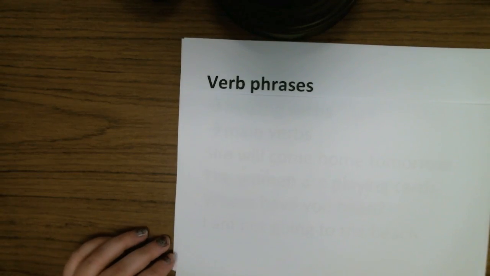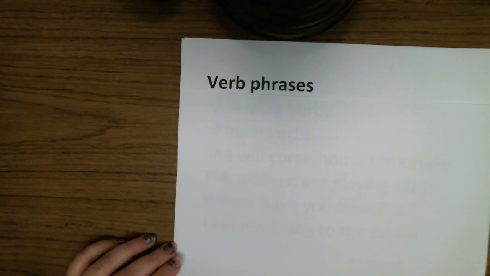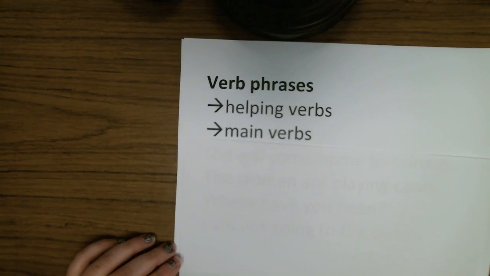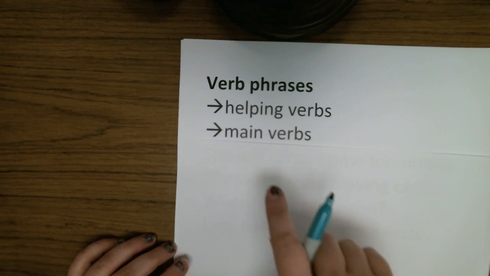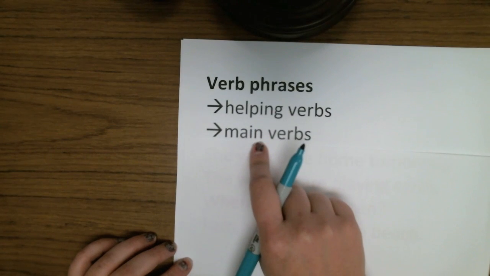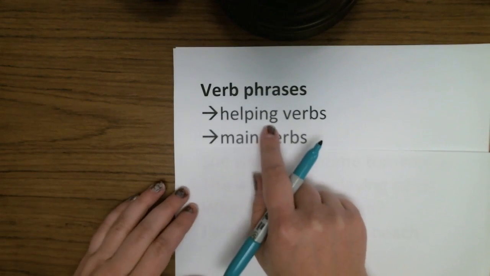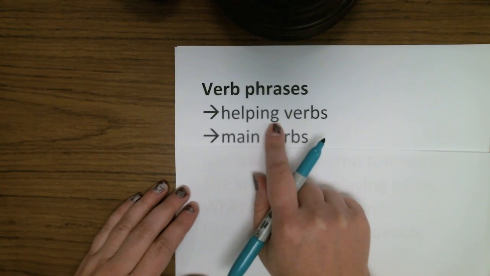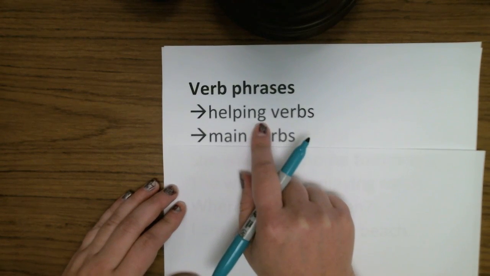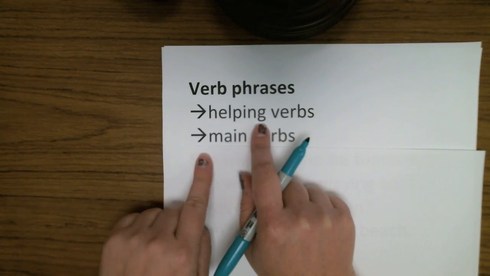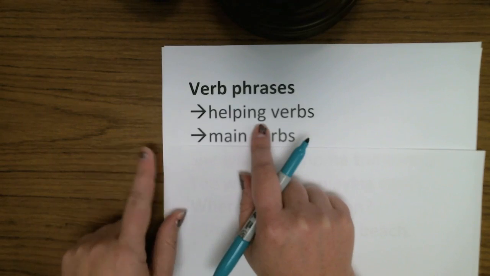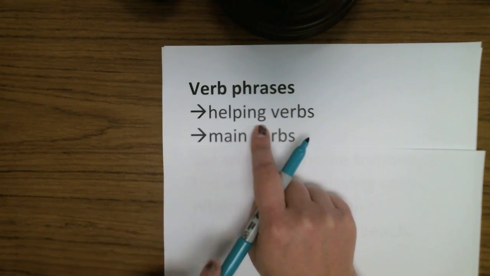Okay, we've looked so far mostly at verbs that are single verbs, but we also have, of course, verb phrases. So verb phrases are made up of 2 parts, a helping verb and a main verb. The main verb is the one that shows us the doing part, the action word. The helping verb is often helping us to understand when things are happening. Is it happening now in the present? Is it happening in the past? Or is it happening in the future?